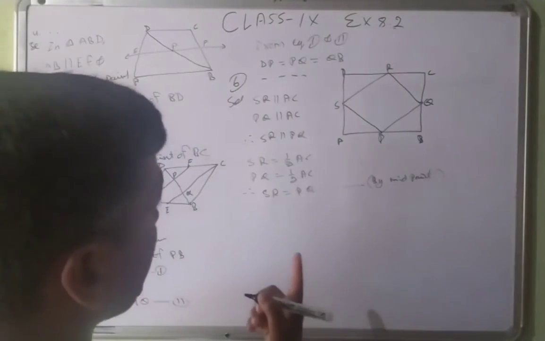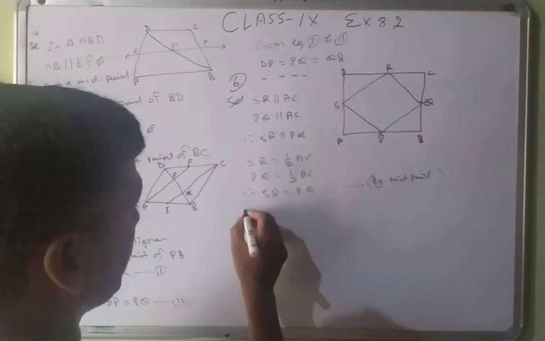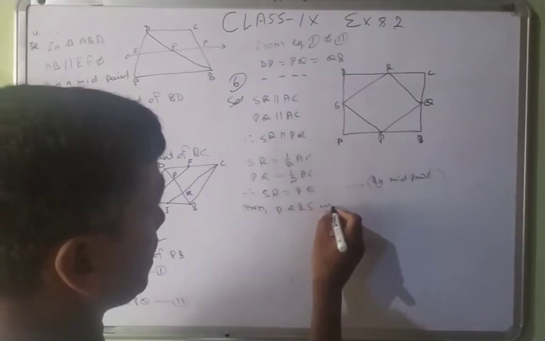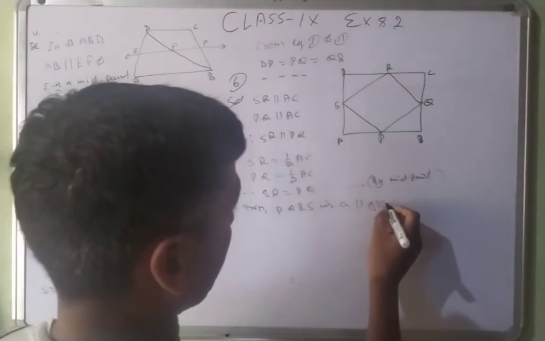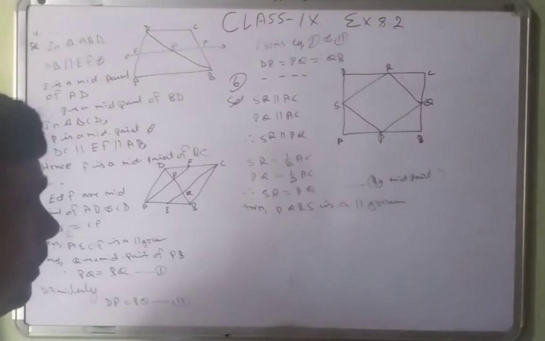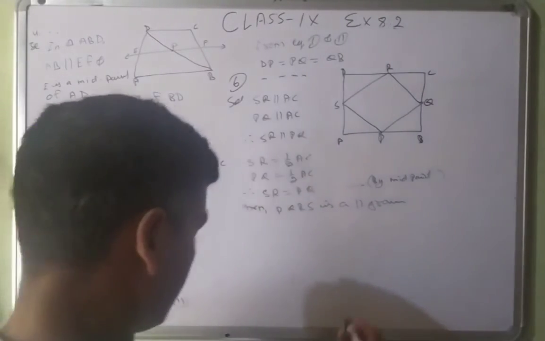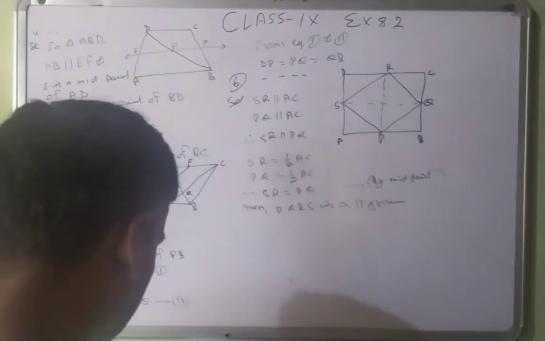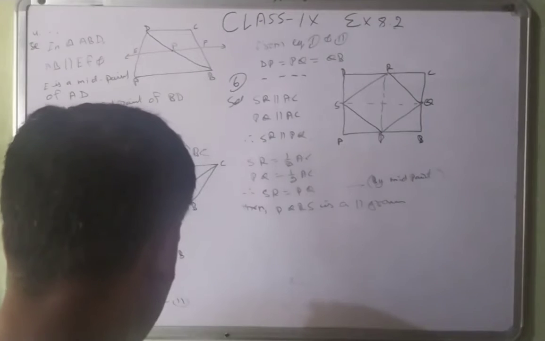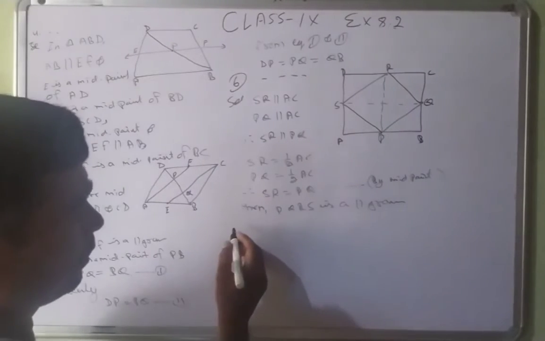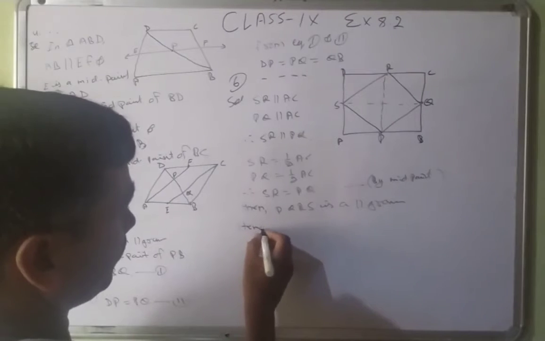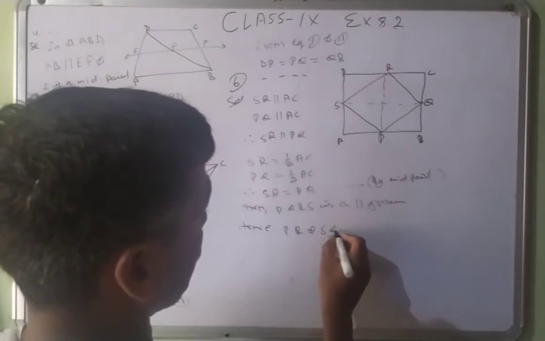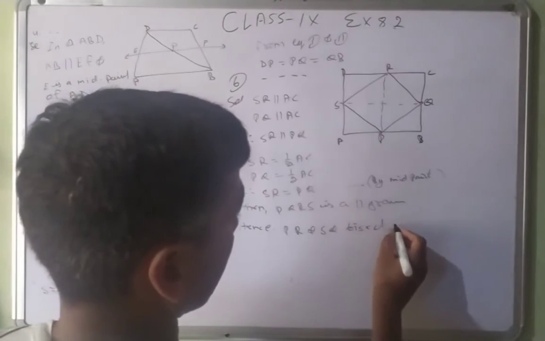So obviously that will be a parallelogram. Then PQRS is a parallelogram. In that case, if that is a parallelogram, then the diagonals of a parallelogram bisect each other. So hence PR and SQ bisect each other.